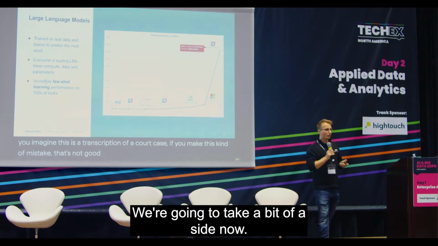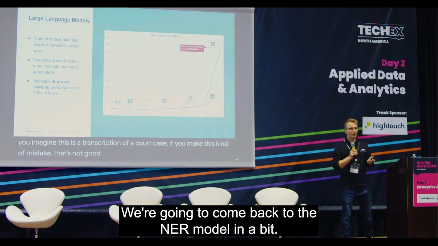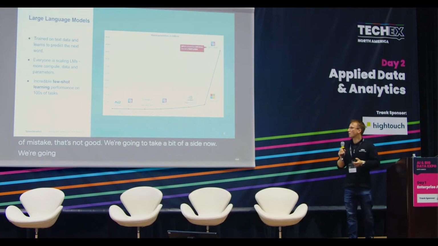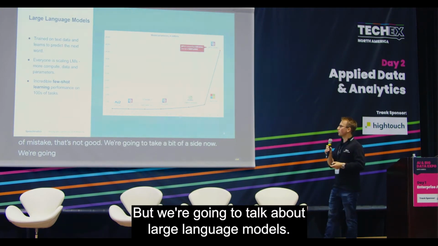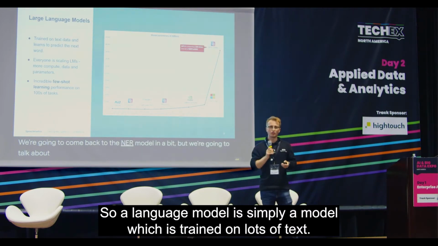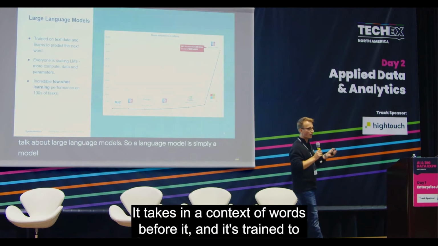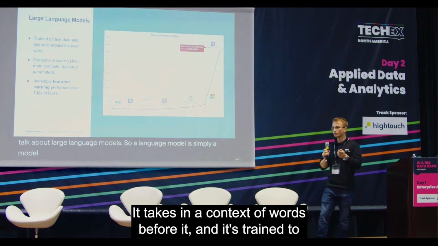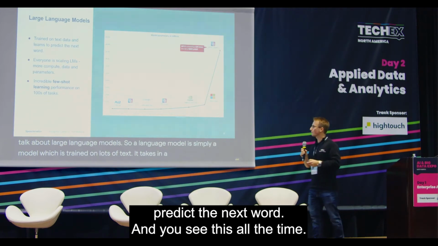We're going to take a bit of a side step now. We're going to come back to the NER model in a bit, but we're going to talk about large language models. A language model is simply a model which is trained on lots of text. It takes in a context of words before it, and it's trained to predict the next word.